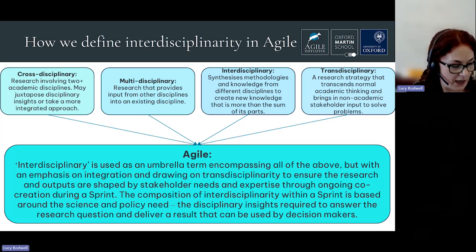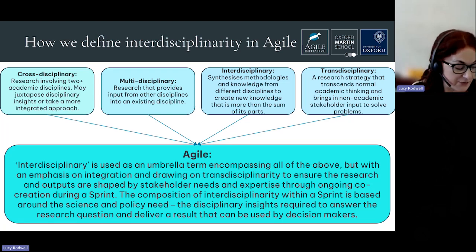Multidisciplinary research provides input from other disciplines into an existing academic discipline. And interdisciplinary research, in its more rigid understanding of the term, synthesizes knowledge and methodology from different disciplines to create new knowledge that is more than the sum of its parts. And transdisciplinary research is a strategy that transcends normal academic thinking and brings non-academic stakeholder input in to solve problems.